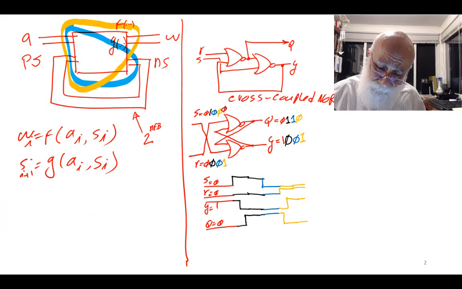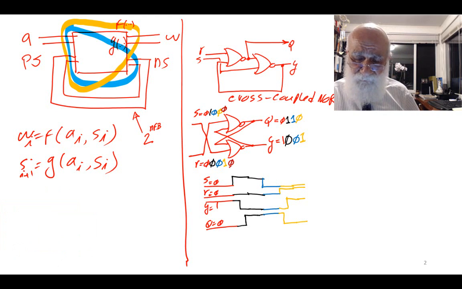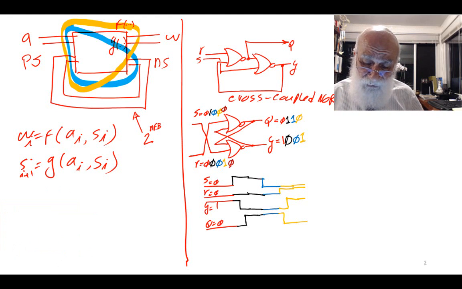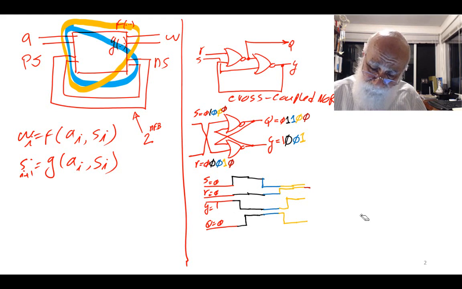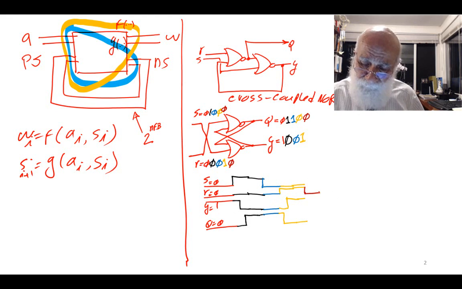I keep this 0 and then change this back to 0. Changing R back to 0 affects the upper input of the upper gate, and therefore I will analyze that. I have a 1 and a 0 causing the output to stay 0. So this is what I've done. I brought my R back to 0. And my S remains 0.